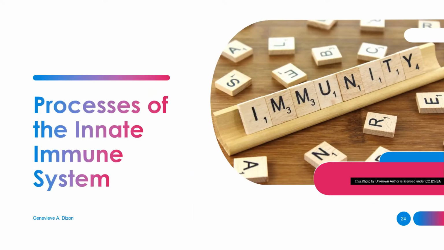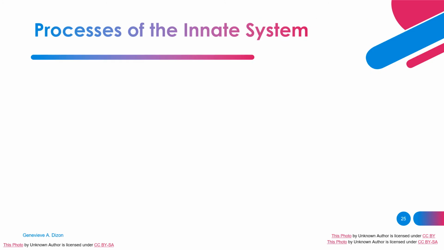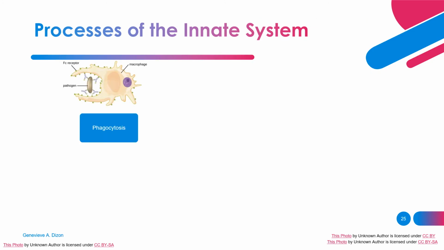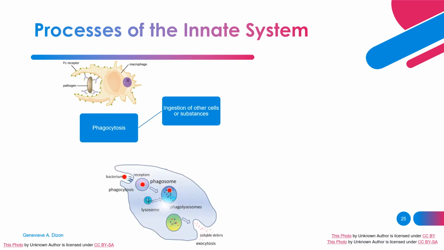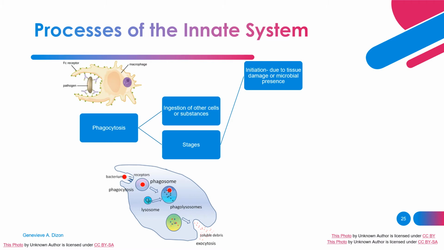Before we go to the third line of defense, let's first discuss some processes of the innate immune system. The first process is phagocytosis. Phagocytosis is defined as the ingestion of other cells or substances by phagocytes. It has different stages. There are 4 stages that make up phagocytosis. The first stage is initiation, which is due to the tissue damage or the presence of microbial agents. The second stage is diapedesis or chemotaxis. These two will be differentiated in the following slide.